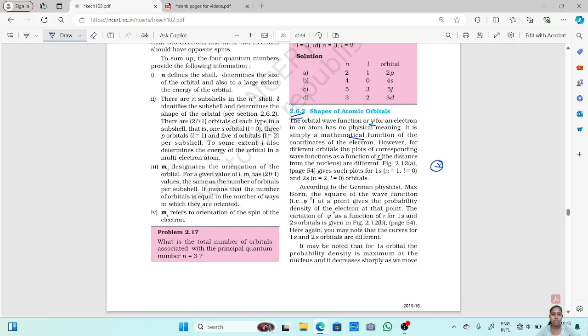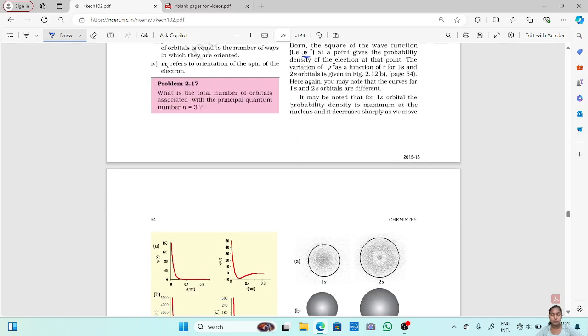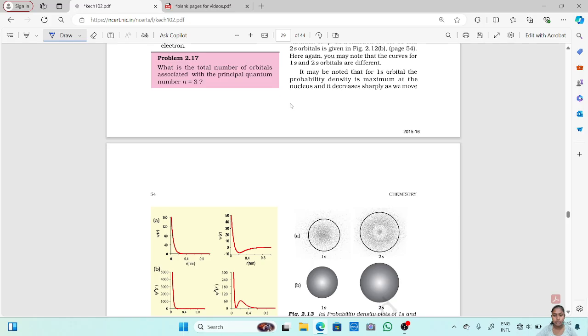Now according to the German physicist Max Born, the square of the wave function, that is psi square, at a point gives the probability density of the electron at that point. So this psi square can give you the probability of how much electron is present there. The density you can know with the use of psi square. The variation of psi square as a function of r for 1s and 2s orbitals is given here.